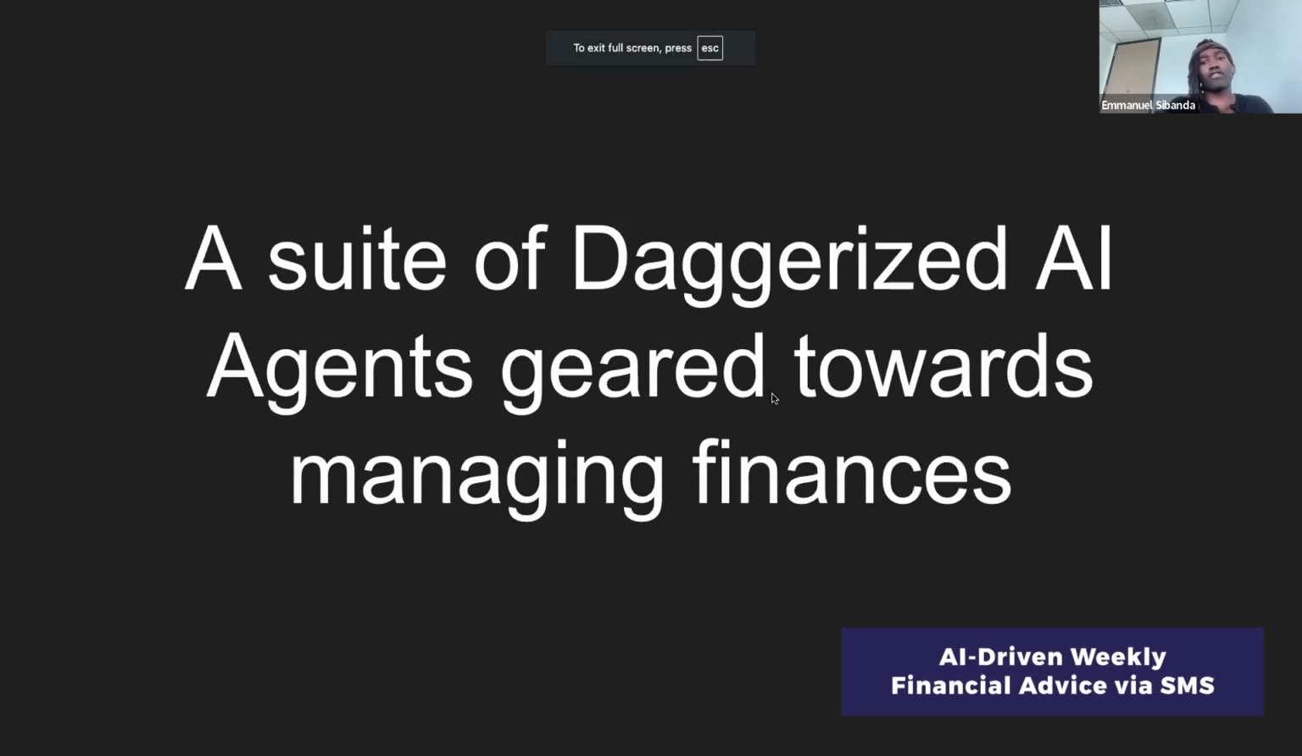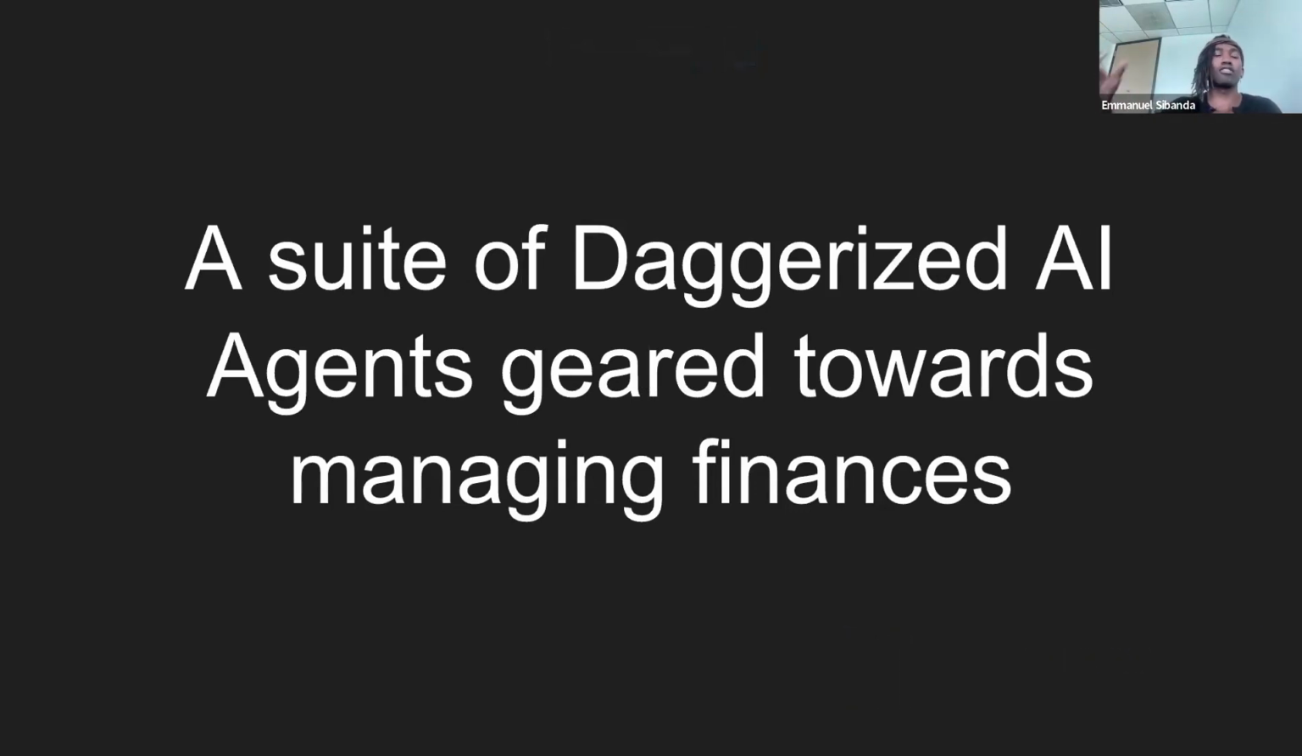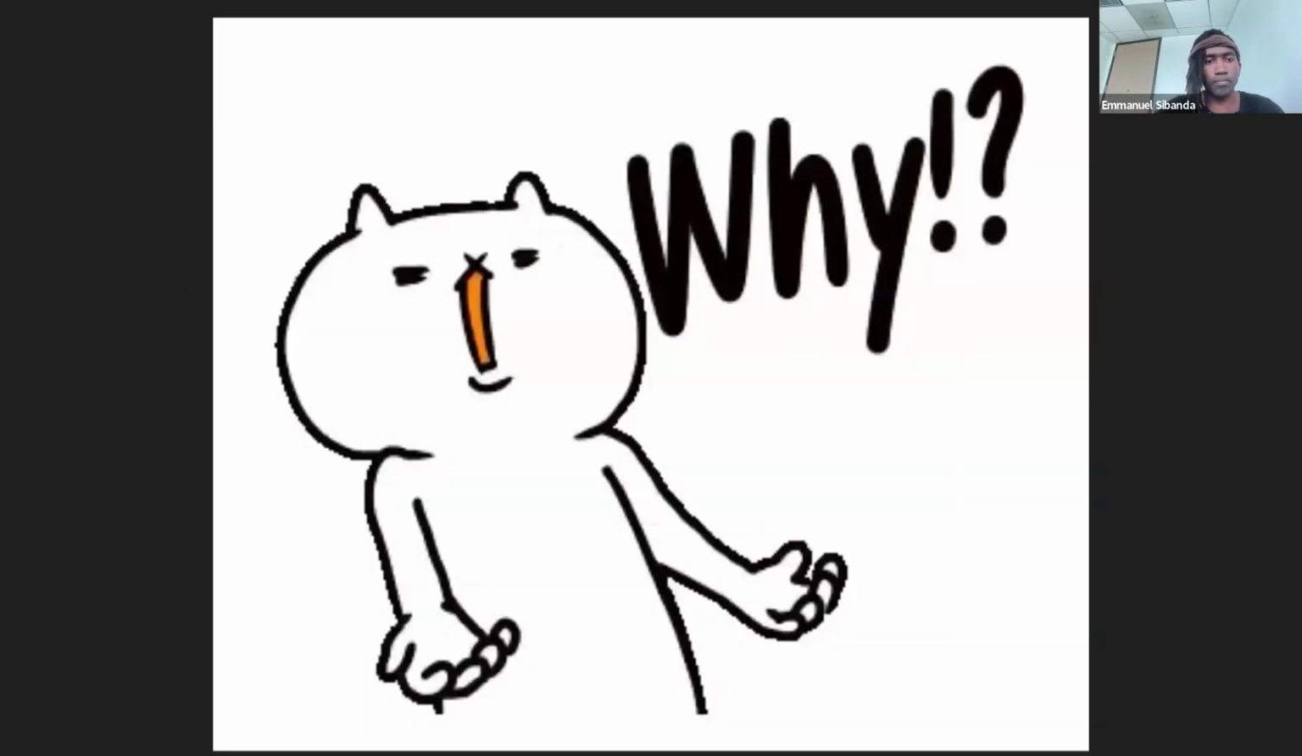So I've got a suite of Daggerverse AI agents geared towards managing finances. I'm going to walk you through a summary of the two agents that I built, how Dagger ties into everything, and then I'm going to give you screenshots of a demo that I ran earlier to show you the output produced by each agent. Just walk you through what each agent does in more detail.